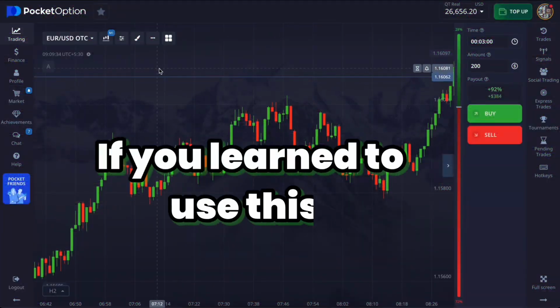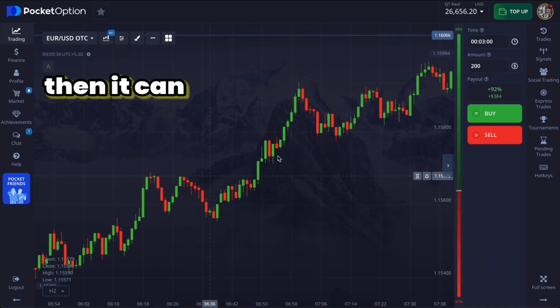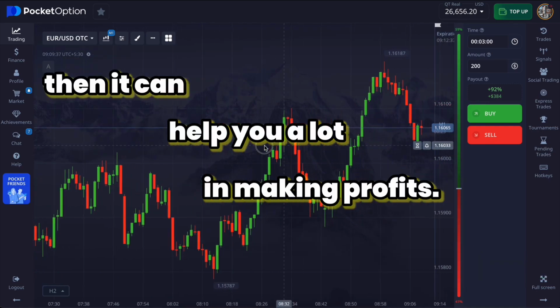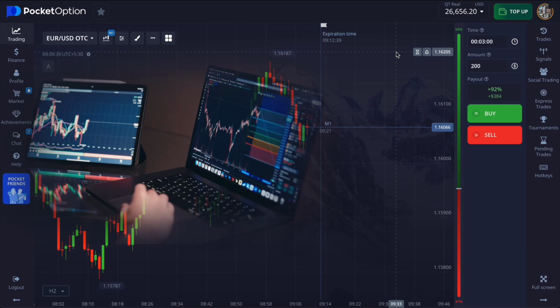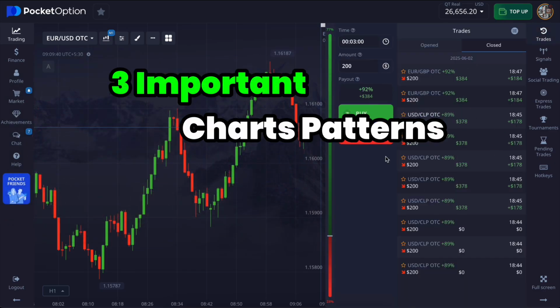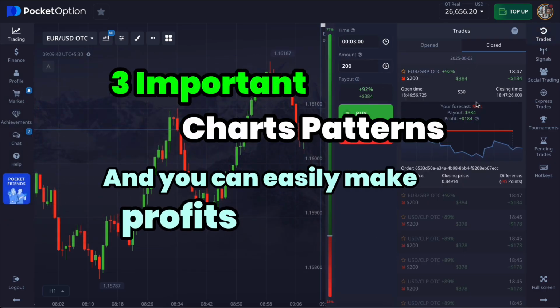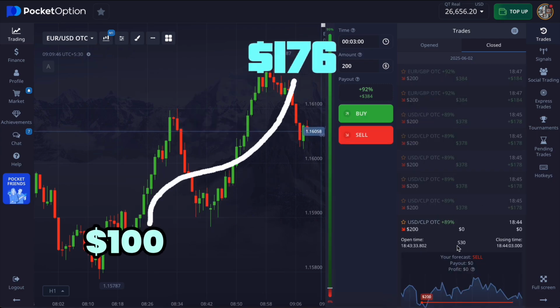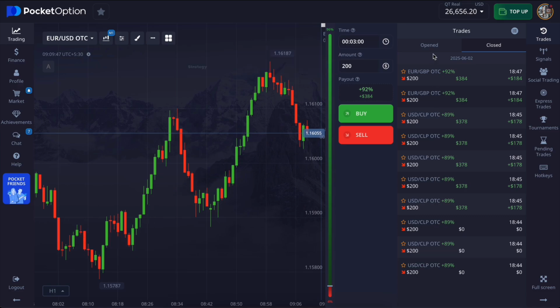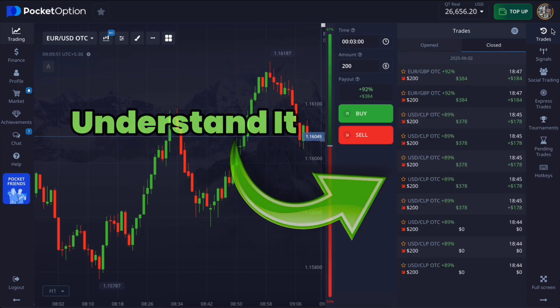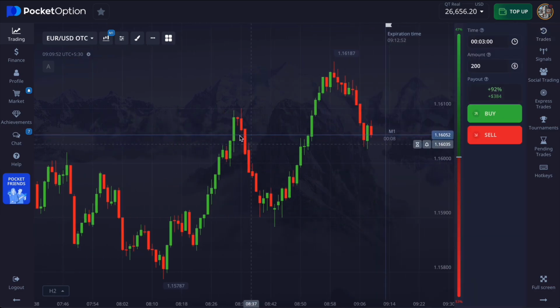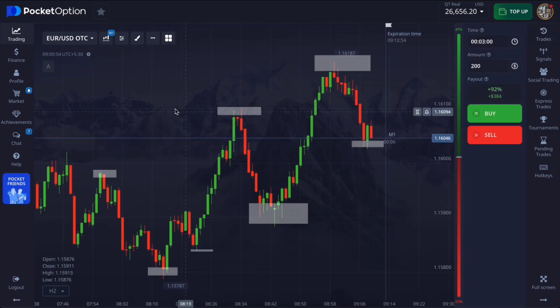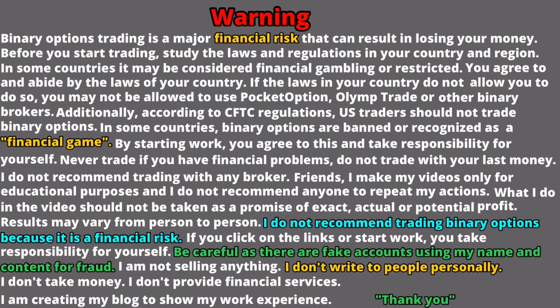If you learn to use this strategy of Pocket Option, then it can help you a lot in making profits, because I find the win ratio of this strategy quite good. There are only 3 to 4 patterns in this strategy. You just have to place the trade on that pattern, and your win ratio can increase rapidly. The strategy is very simple, just understand how to use it once. There is no need to add many indicators to it. With just one indicator, you can make huge profits.